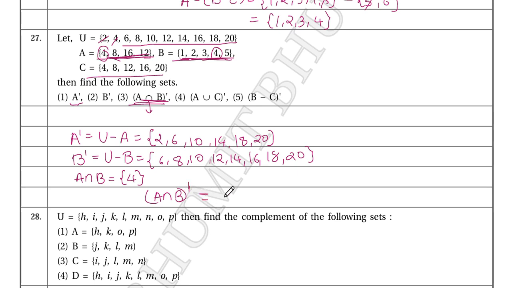So what is the formula of complement? Universal set minus the set whose complement we have to find out. So U minus A intersection B. Okay. So from the universal set, which set do we have to subtract? A intersection B. So what is A intersection B? Only the singleton set 4. So remove the 4 from the universal set. So only the element 4 we have removed. So remaining: 2, 6, 8, 10, 12, 14, 16, 18, 20. All these elements will come.